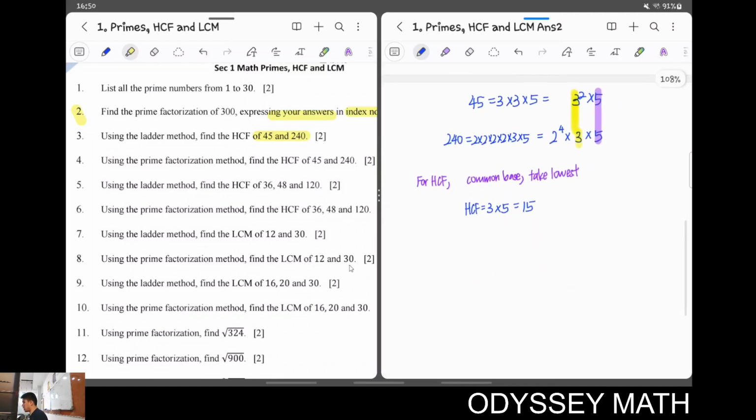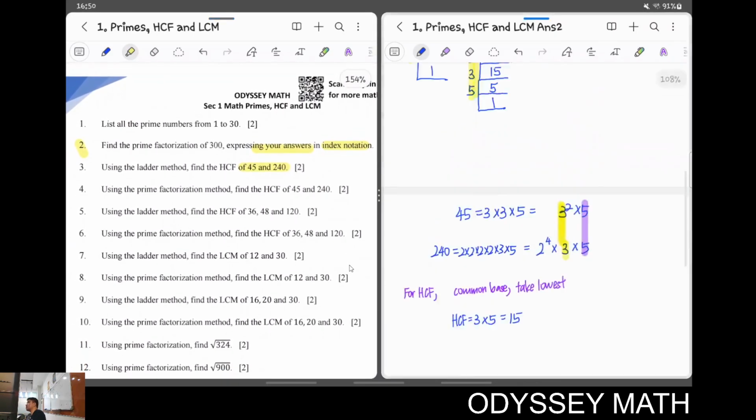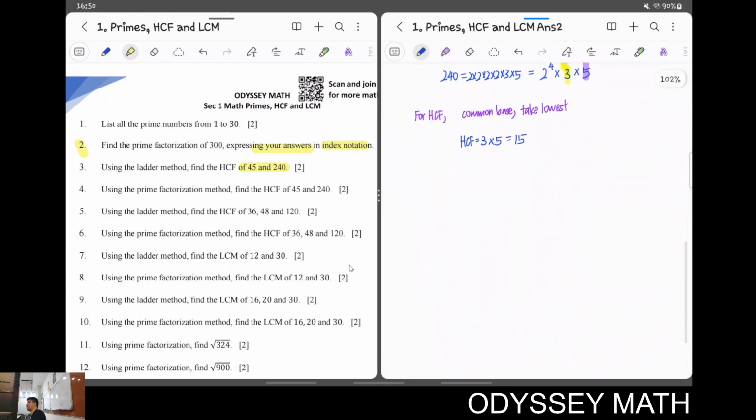So that would be the prime factorization method for question number 4 over here. All right, let's move on to question number 5.